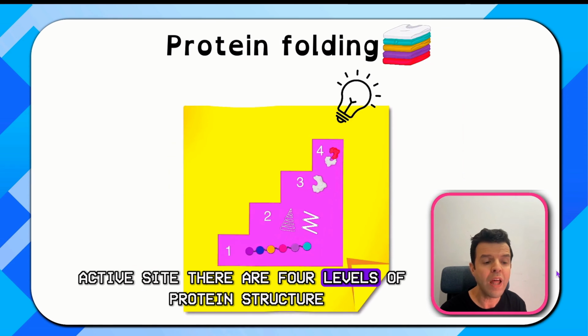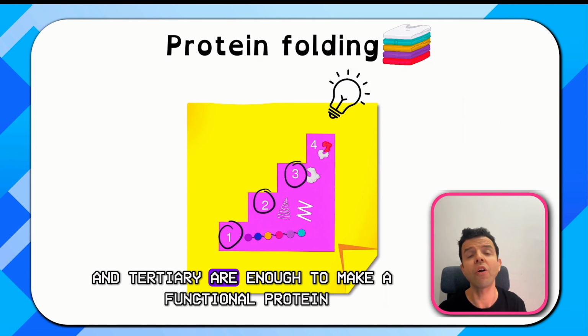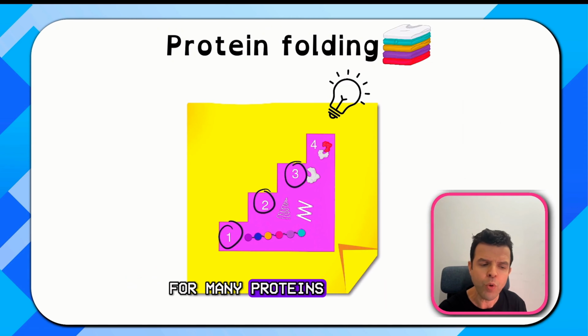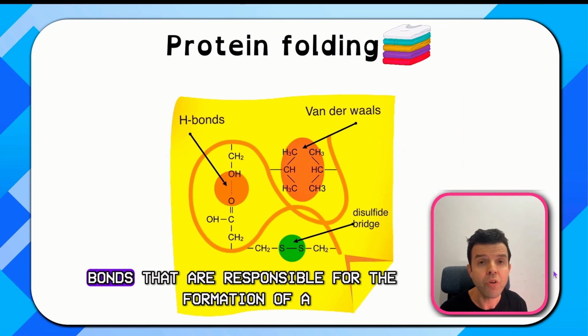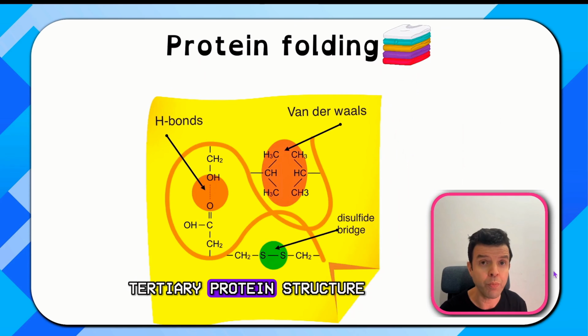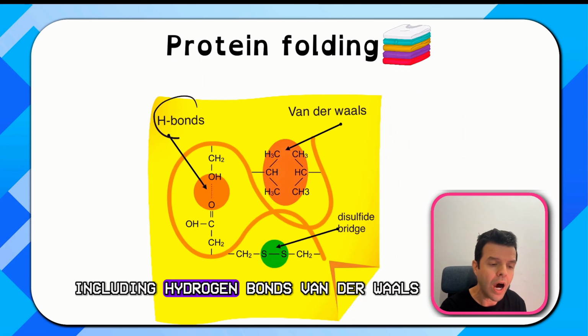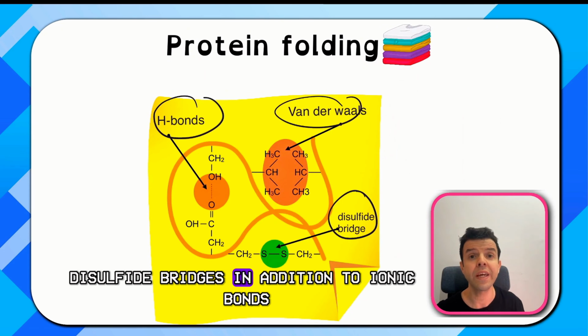There are four levels of protein structure. Primary, secondary, and tertiary are enough to make a functional protein. For many proteins, a quaternary structure is also required. There are several bonds that are responsible for the formation of a tertiary protein structure, including hydrogen bonds, van der Waals, disulfide bridges, in addition to ionic bonds.